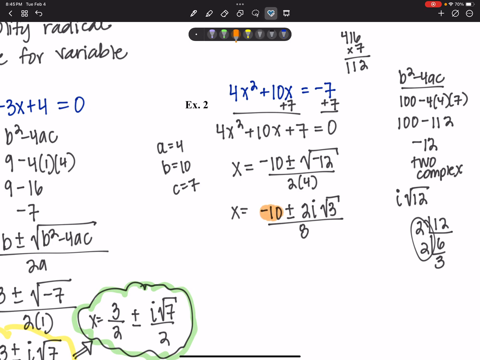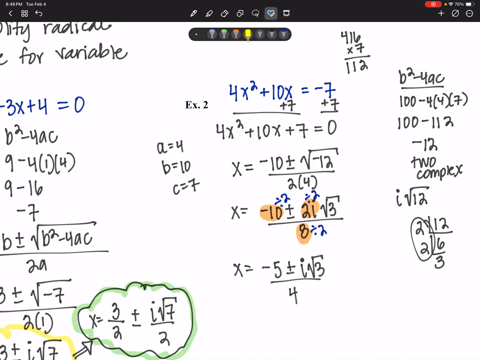I'm going to look for a number that goes into -10, 2, and 8. If my denominator is positive, I'm going to divide by a positive number that goes into all 3 of those. If my denominator is negative, I'll divide by the negative number that goes into all 3 of those. So I believe that for 10, 2, and 8 I would divide by 2, divide by 2, divide by 2. -10 divided by 2 is -5, plus or minus i times the square root of 3, all over 4.